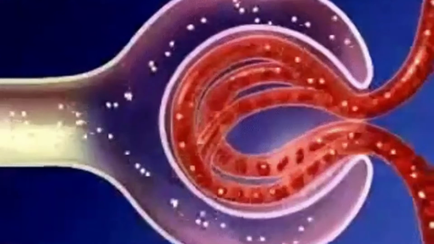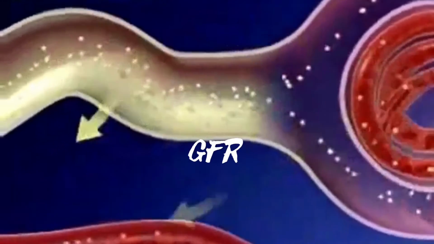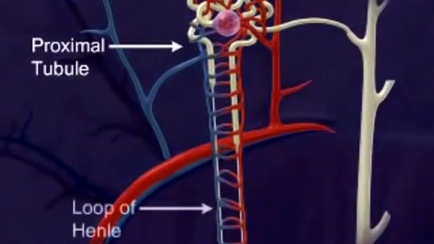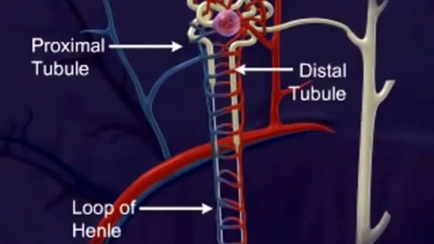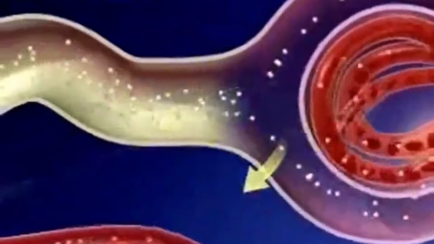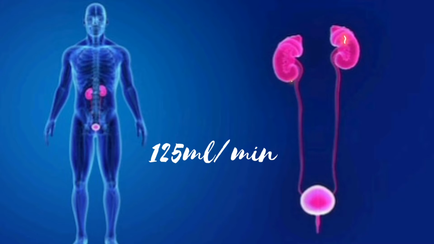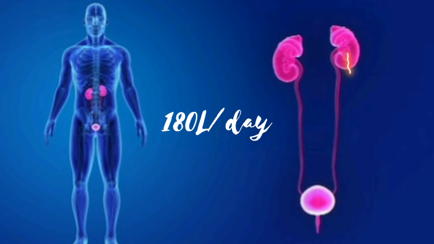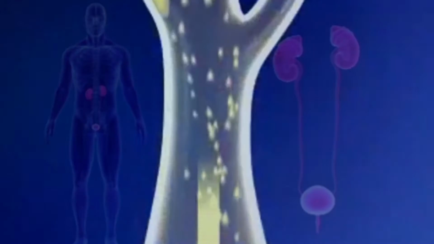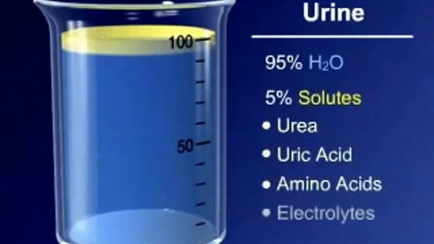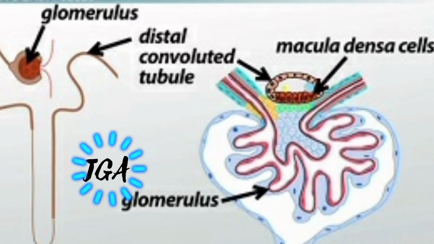Now here I am going to tell you a very important term called glomerular filtration rate. It is the amount of filtrate formed by the kidney per minute. In a healthy adult person, it is about 125 milliliters per minute, that is 180 liters per day. The glomerular filtration rate is regulated by an efficient mechanism carried out by the JGA, that is the juxtaglomerular apparatus. Now, what is this juxtaglomerular apparatus?